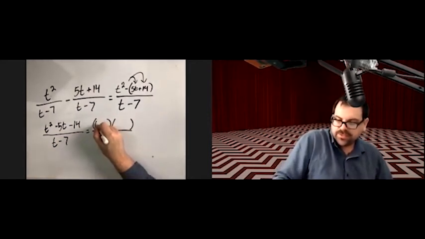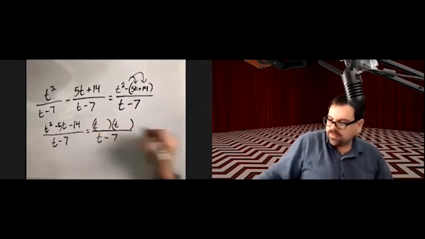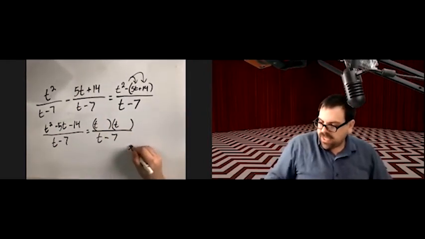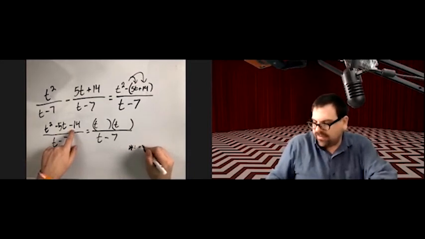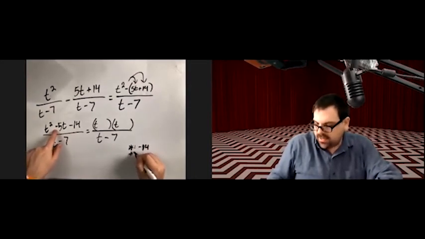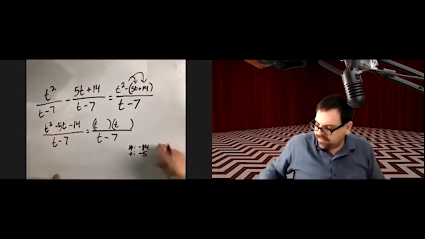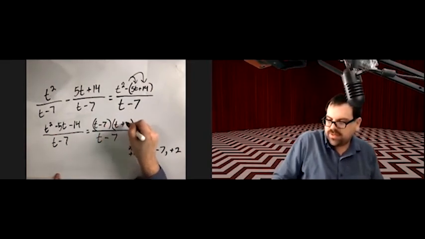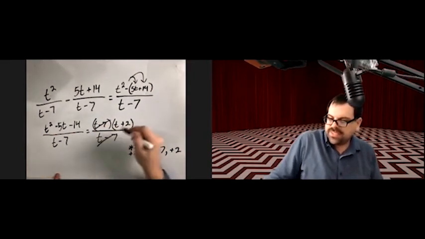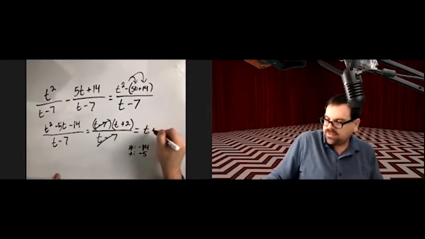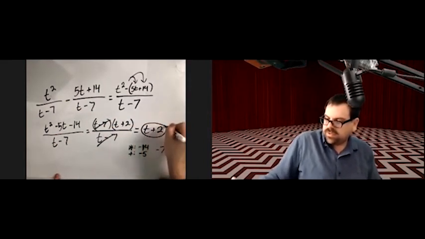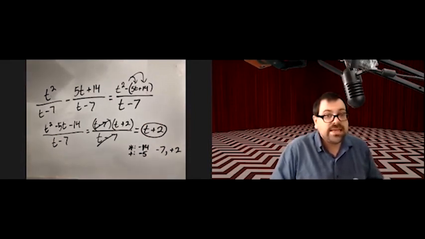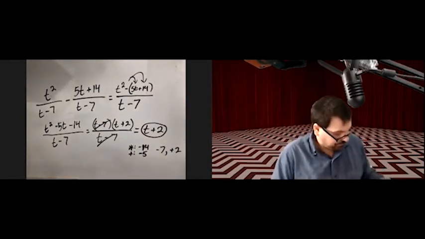We'll go to factor. We need numbers that multiply to negative 14 and add to negative 5. These are negative 7 and positive 2, minus 7 plus 2. The t minus 7s cancel, and we're left with t plus 2.